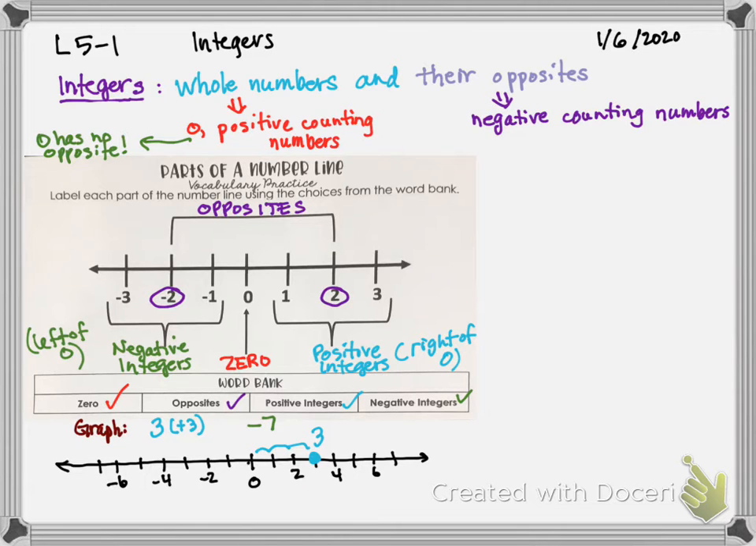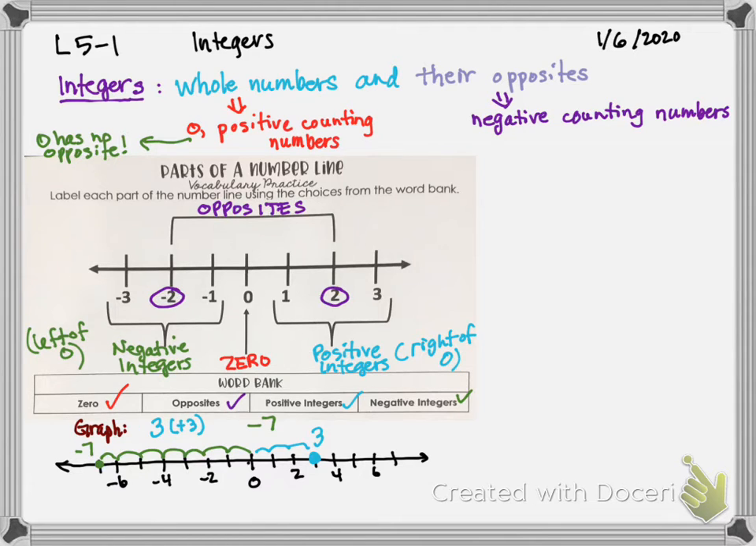All right, for this guy, now we're going to go to the left. 1 from 0, 2, 3, 4, 5, 6, 7. And that's your -7. Now, do you need to draw those little loops? No, I'm just telling you how I got from one place to the next. So those are your opposites.